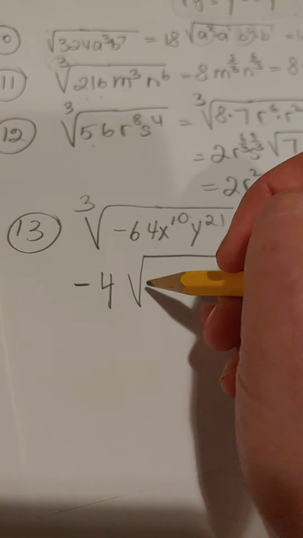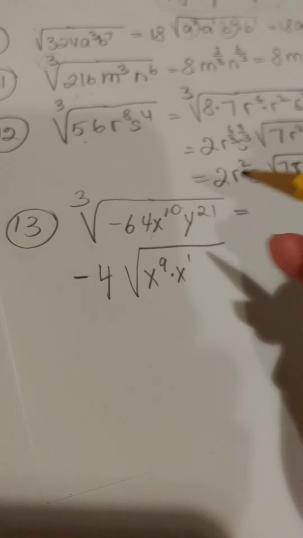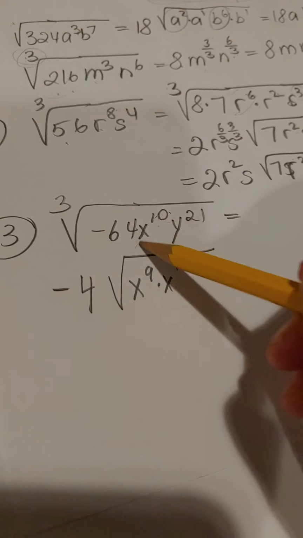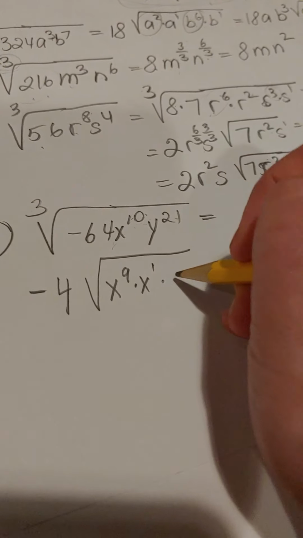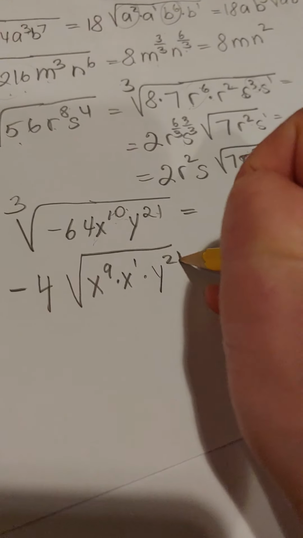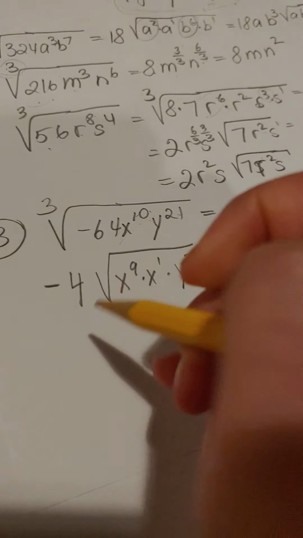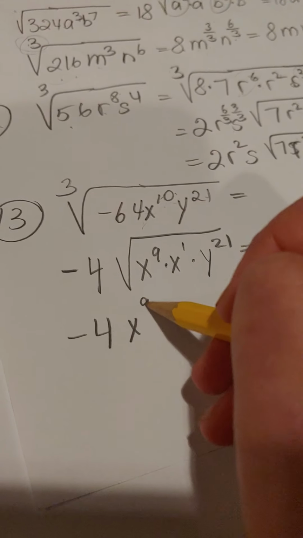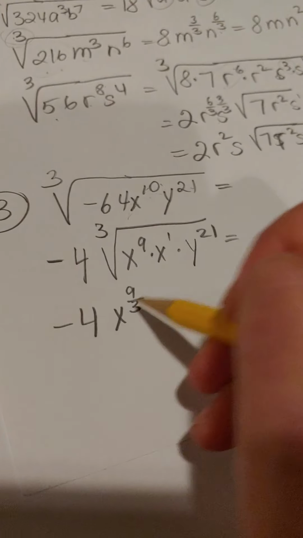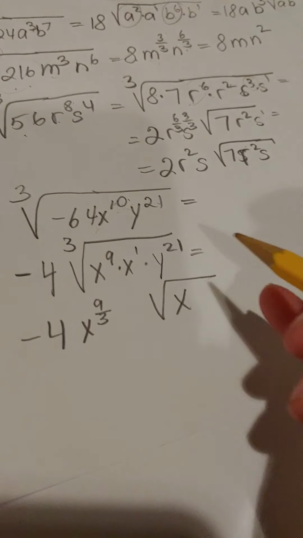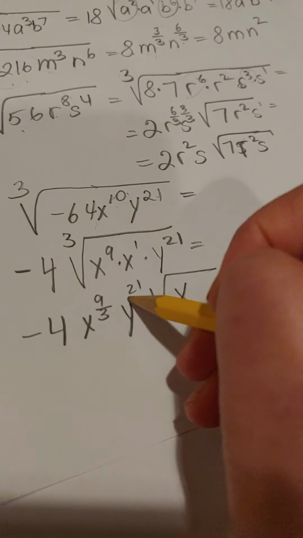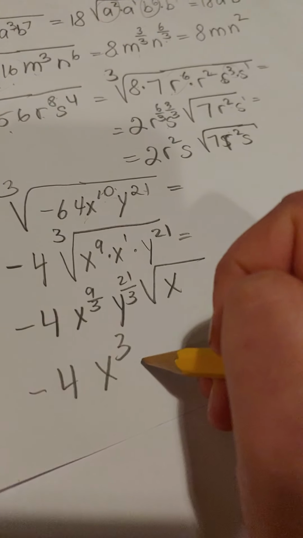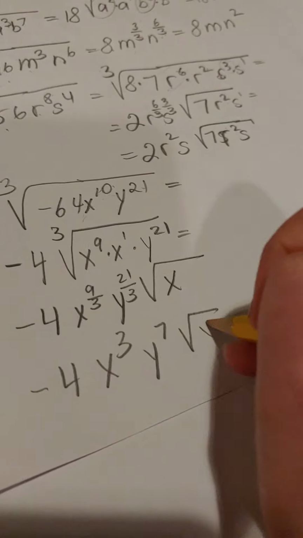Now we're going to deal with this. So it's x to the 9th times x to the 1st. That's how we factored them. Okay? And 21 is a multiple of 3. So negative 4 is left alone. This is x to the 9 over 3. X is inside of the radical, and then y, 21 over 3. So the final answer is negative 4x to the 3rd, y to the 7th, square root of 7.